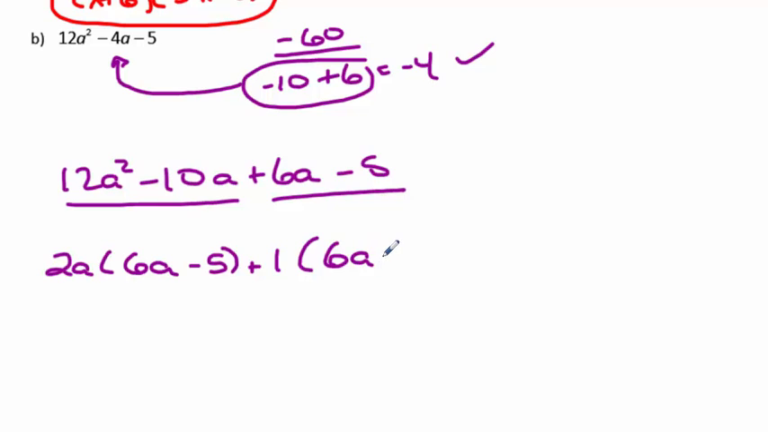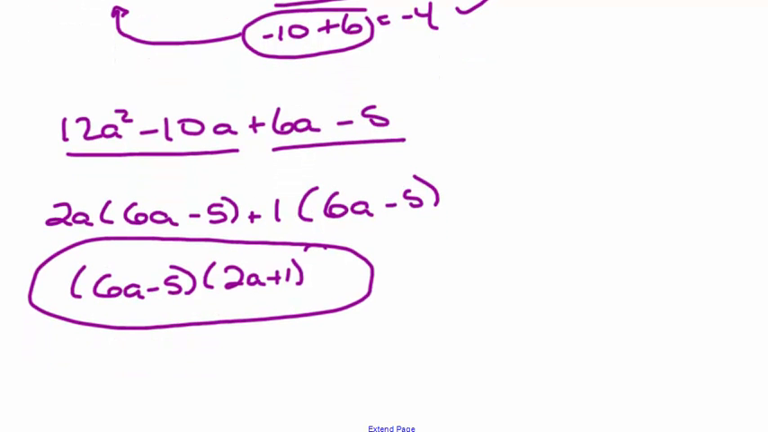But that's okay, because 6a minus 5 is the common binomial. So I factor that out. I'm going to have 6a minus 5 times 2a plus 1. Check out the next page.